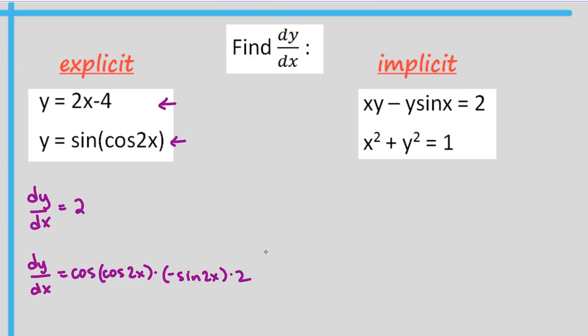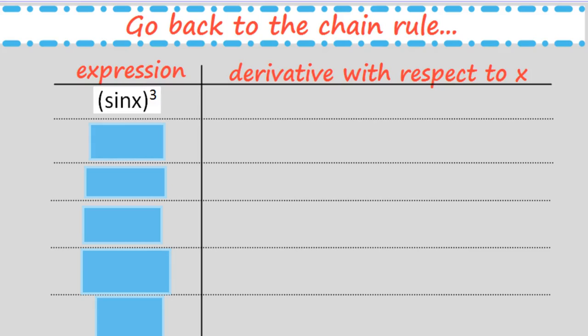But what happens if you have an equation that's expressed implicitly? How do you find dy dx? So that's what we are going to learn today. And what we're going to do is kind of step through it from some really simple examples and build from there. So this is all based on the chain rule, where you have an inside function and an outside function.